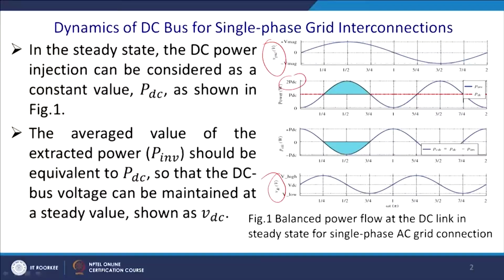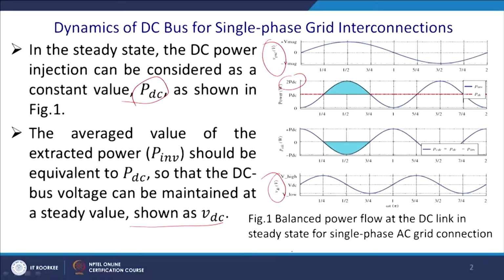So, in the steady state, the DC power injection is considered as a constant value PDC as shown in figure 1. This is the red line. The average value of the extracted power P inverter should be equivalent to the PDC, so that the DC bus voltage can be maintained at a steady state value as shown in VDC.